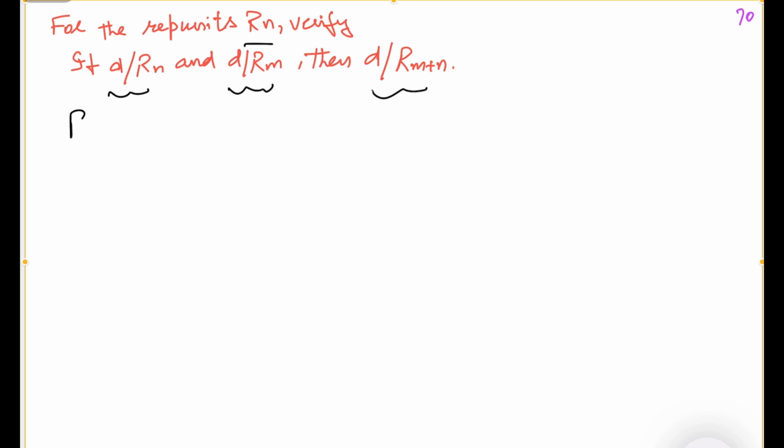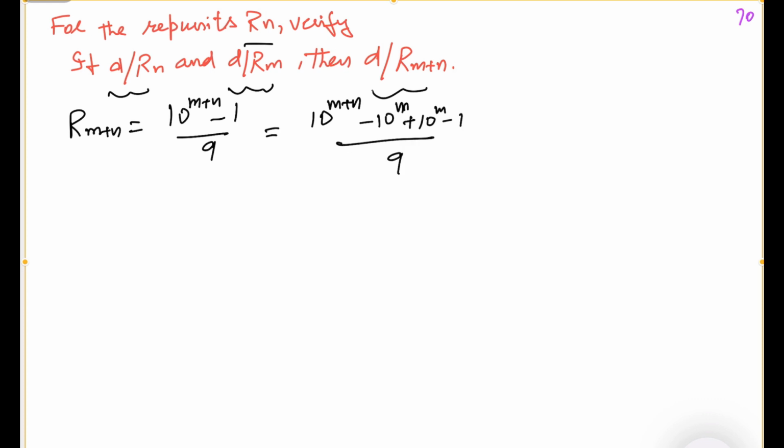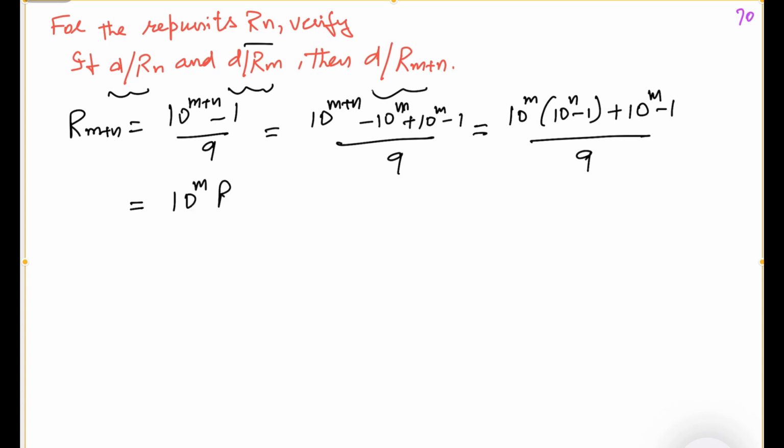For rep unit Rn, verify if d divides Rn and d divides Rm, then d divides Rm plus n. Now let's write how much is R(m+n). It is (10 power m plus n minus 1) by 9. So which may further be written as 10 power m plus n, adding 10 power m and subtracting 10 power m. And taking 10 power m common, we have 10 power m (10 power n minus 1) plus (10 power m minus 1), by 9.